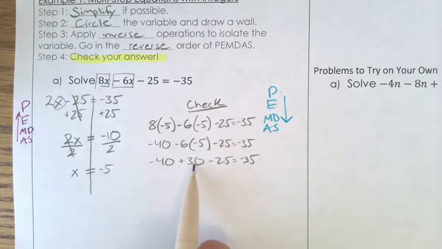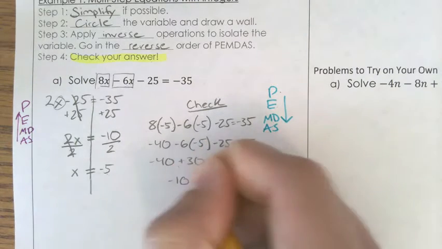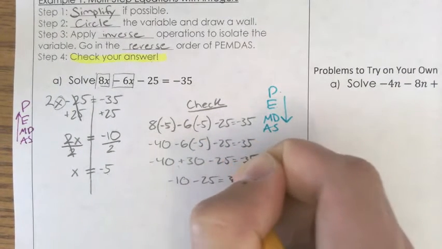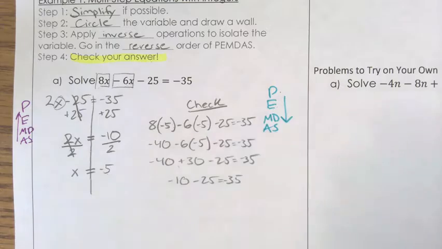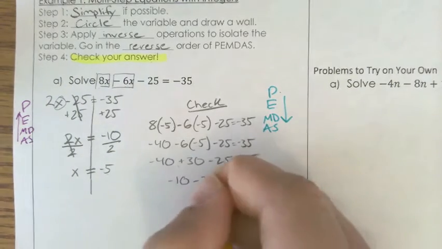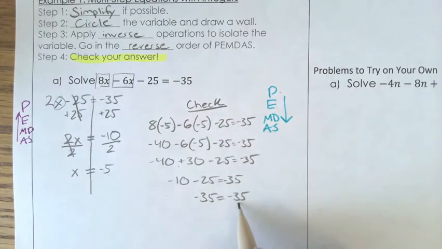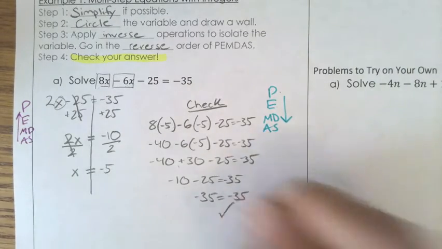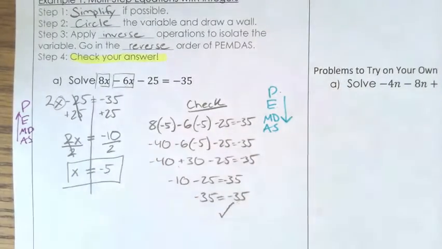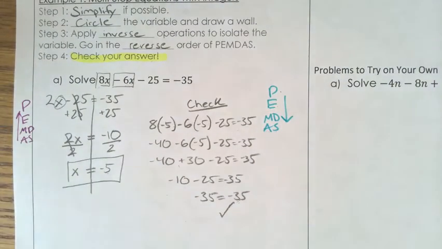So negative 40 plus 30 would be negative 10. Don't forget my negative there. Negative 10 minus 25 would be negative 35, which is what we were supposed to get. Yep, that's what we wanted to get. So we are correct. X equals negative 5 is our answer.